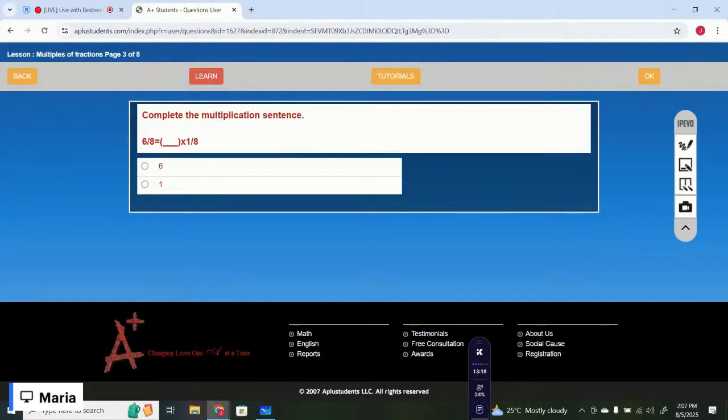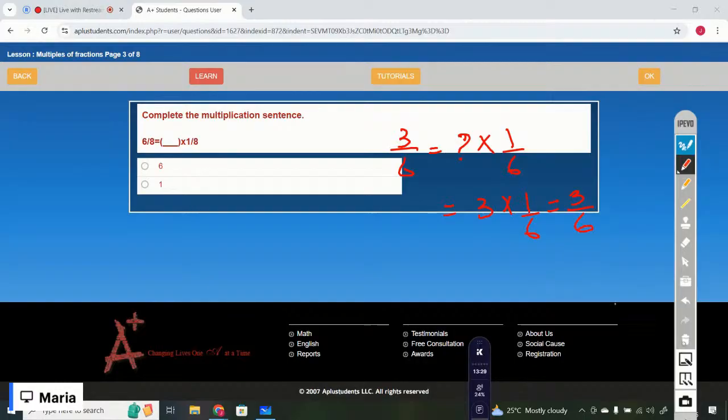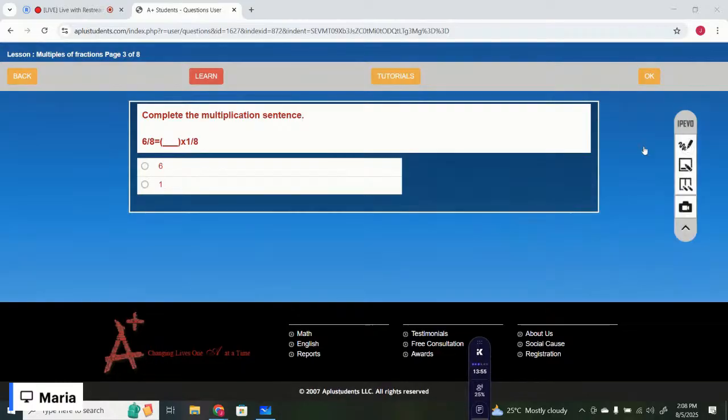Complete the multiplication sentence. 6 by 8 equals the missing number times 1 by 8. So which whole number is it? That is 6 times 1 by 8. So the missing number is 6. Option number 1 is the correct option.